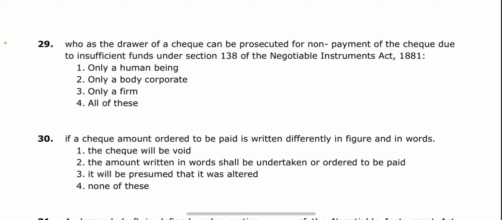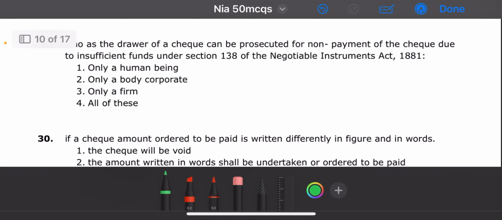Next question, who as the drawer of a check can be prosecuted for non-payment of the check due to insufficient funds under section 138 of the Negotiable Instruments Act 1881? The options are first, only a human being, second, only a body corporate, third, only a firm, or fourth, all of these. The correct answer is fourth, all of these.